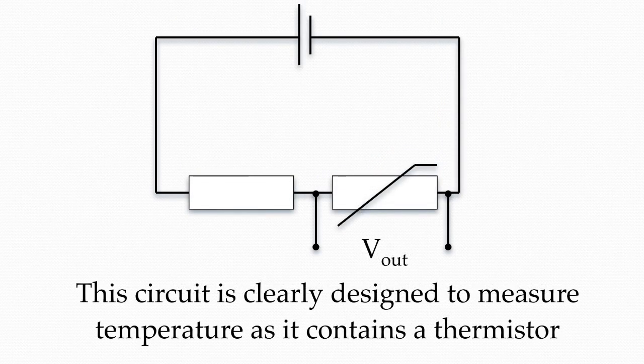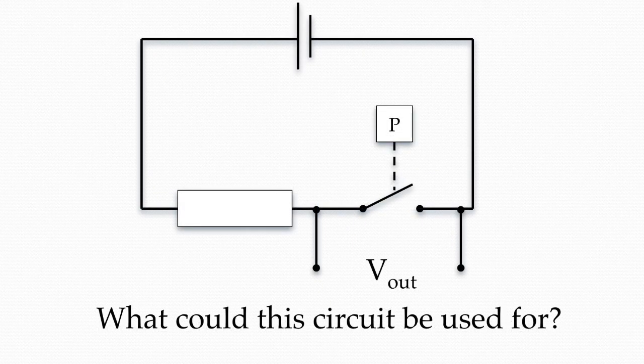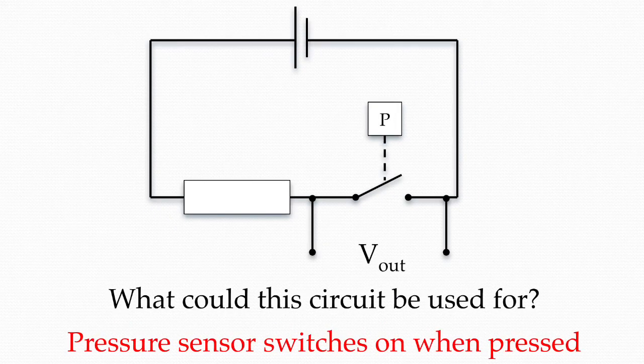Looking at this circuit, you can tell it is a circuit designed to measure temperature because it includes a thermistor. What do you think this type of circuit could be used for? This is a pressure sensor or a pressure switch, which will turn on the device when it is activated.